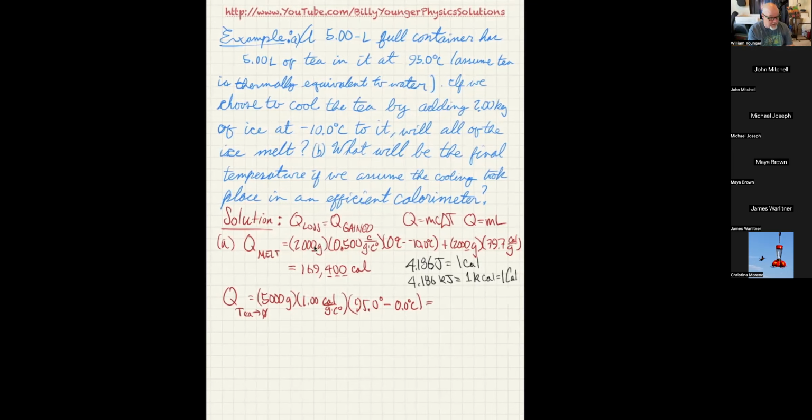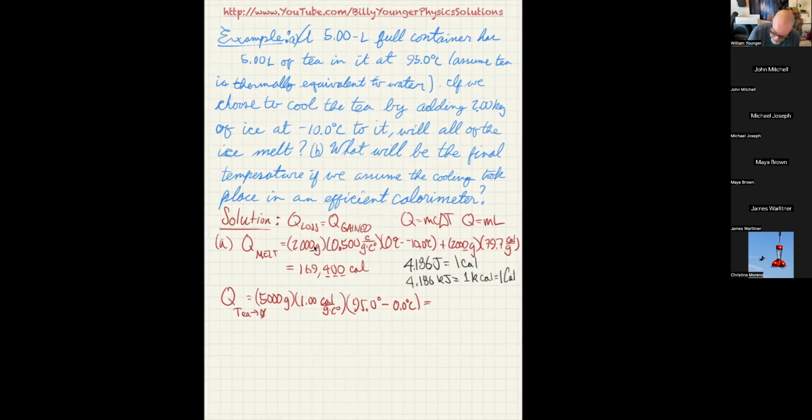So we're going to do 5,000 times 1. I don't even have to put that in the calculator because I'm so smart. And then times 95. So that gives me, in fact, 475,000 calories. Again, lowercase calories. I only have 3 sig figs, so these last 3 zeros are in fact non-significant.